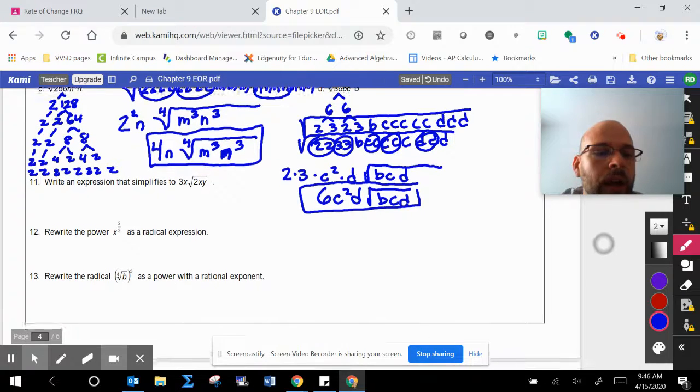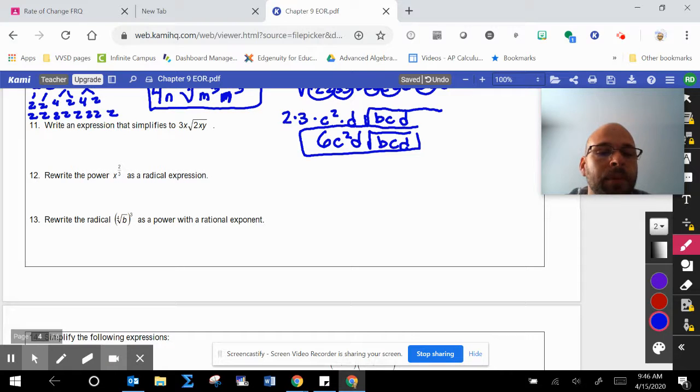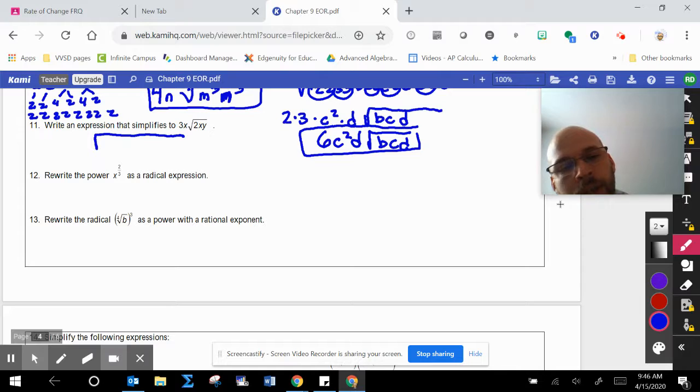Okay? Now, if you take a look at number 11, it says write the expression that simplifies to 3x times the square root of 2xy. So let's say I want to work backwards, right? Let's say I want to know what the original problem was. That's what this question is asking, right? If you did this, right, this is a square root. So what I have here, if I want to work backwards, if there's a 3 on the outside, that means there had to be 2 3's on the inside.